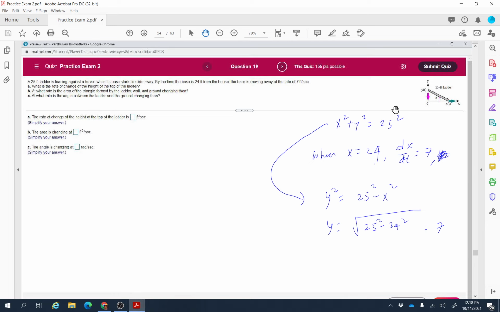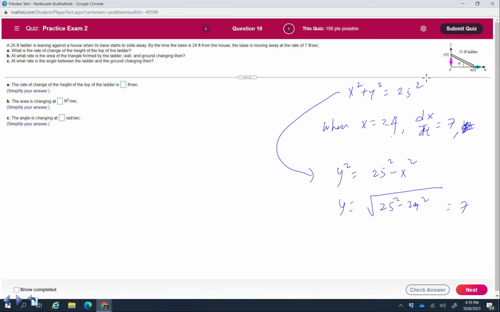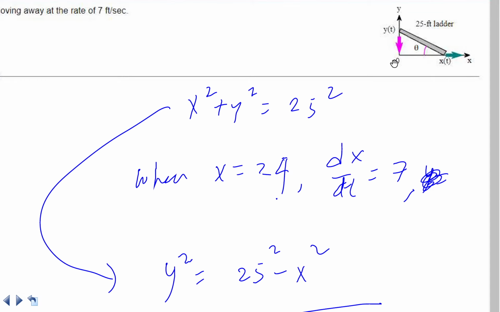To solve this problem, first of all, we are going to find the relation between the variables here. If you zoom in on this triangle, you can see this is the distance x, so x squared plus y squared equals 25 squared. That's from the Pythagorean theorem.